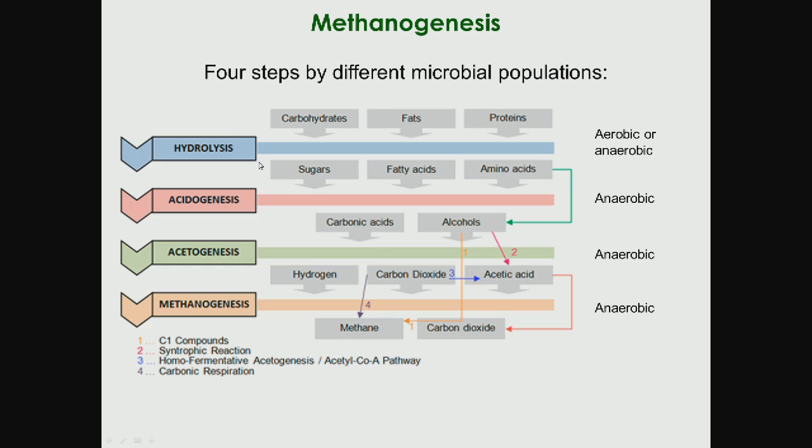So we have 4 key steps in methanogenesis that generate methane from initial nutrients that are present within the soil, that are derived from decaying plant or animal matter. So these carbohydrates, fats or proteins can be converted by hydrolysis into their constituent components, sugars, fatty acids or amino acids. These can then be converted into carbonic acids and alcohols, further broken down into hydrogen, CO2 and acetic acid, that can then, by this final methanogenic step, be converted into methane. And as I said, these steps are predominantly anaerobic.